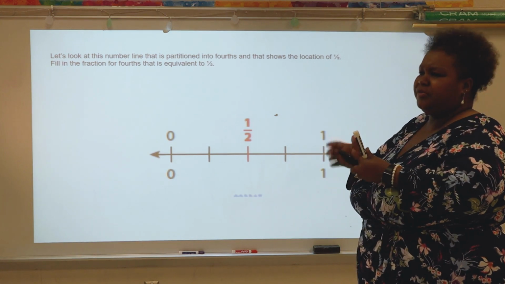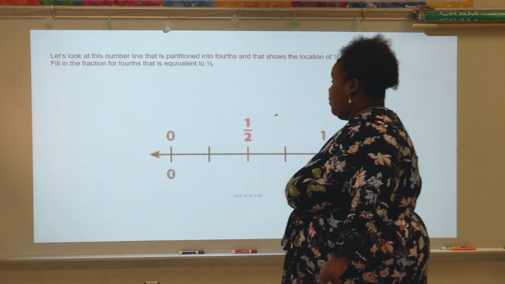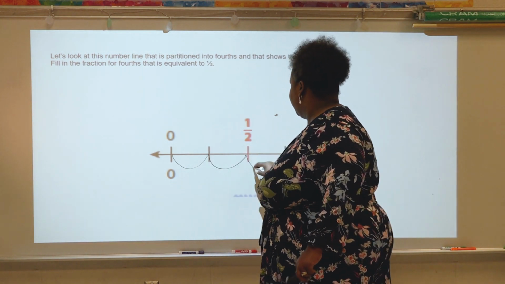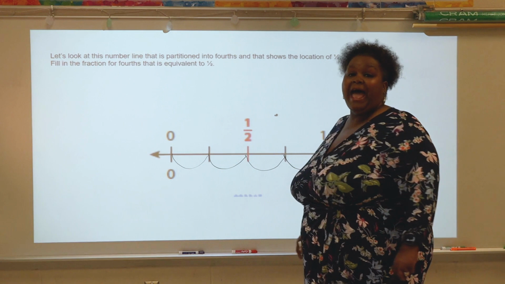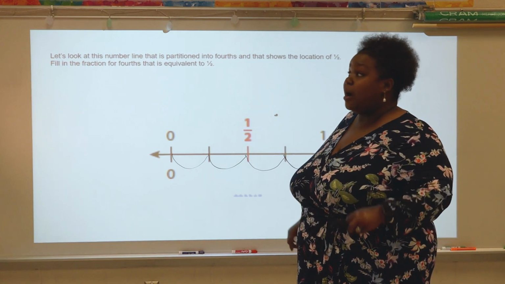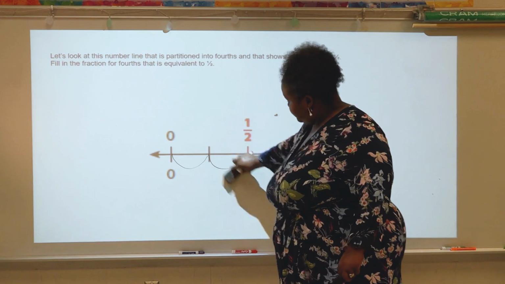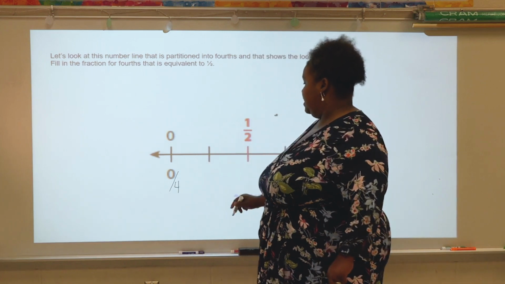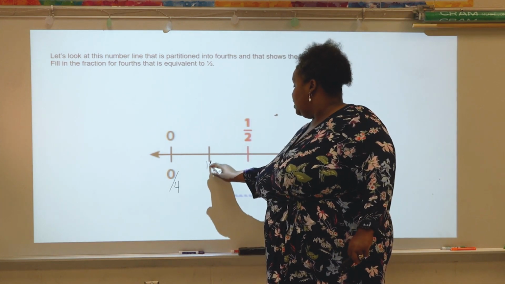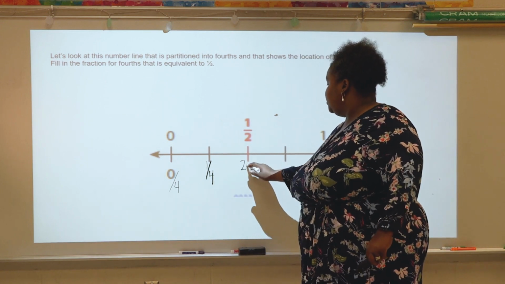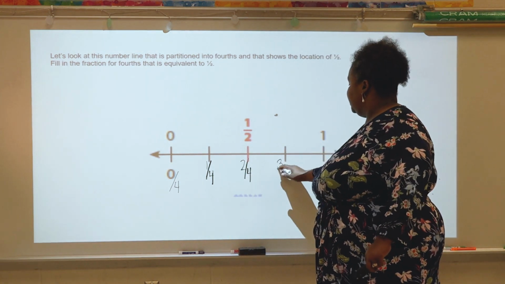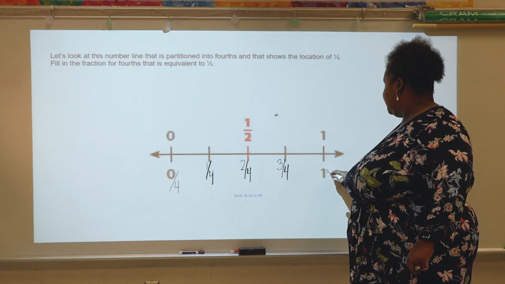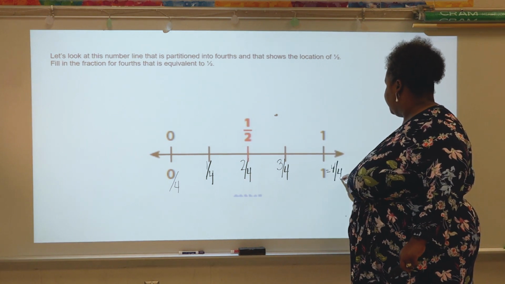All right, let me first start off. Are there 4 equal pieces? I want to count. I'm starting at the 0. 1, 2, 3, 4. I have 4 equal pieces. Now I'm ready to label. I'm going to erase my loops, but my loops are my best way to check it. So 0 fourths. My next tick mark would be 1 fourth, 2 fourths, 3 fourths, and 1 whole, which is the same as 4 fourths.